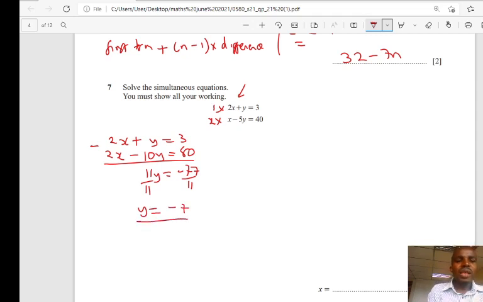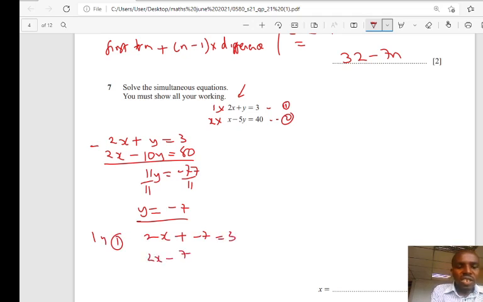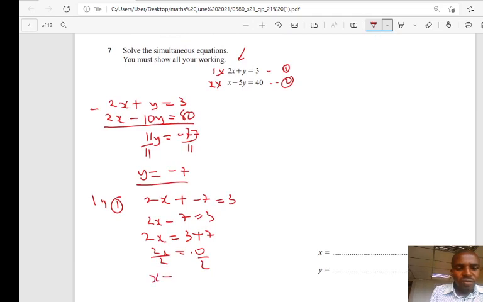So that's equation 1, and equation 2 here. That's what you're supposed to do actually. So y is equals to minus 7. What about x? So you can say in equation 1, 2x plus minus 7 is equals to 3. Then you find your x: 2x minus 7 is equals to 3. You can say 2x is equals to 3 plus 7. 2x is equals to 10. Divide by 2, by 2. You get your x is equals to 5.